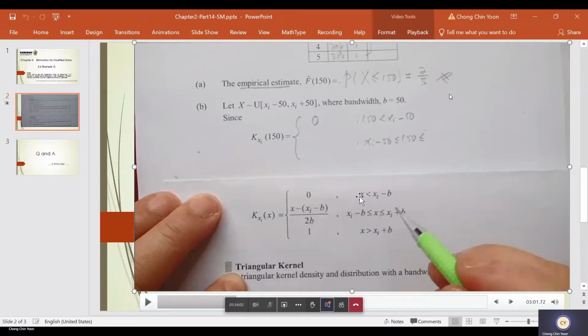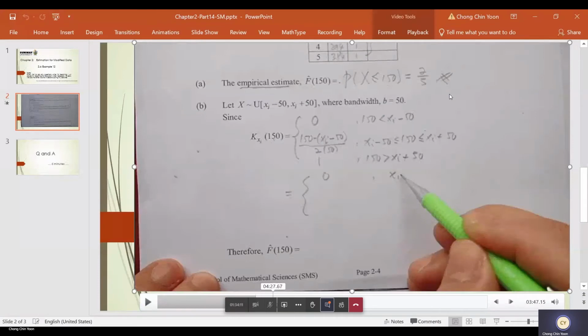So you can see x is 150. All the x here, you substitute as 150. So you will have this. You can see this piecewise function now, there's no more x, right? Because you substituted x as 150, so it is all in terms of xi.